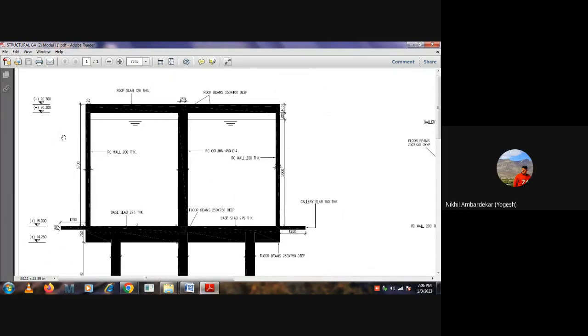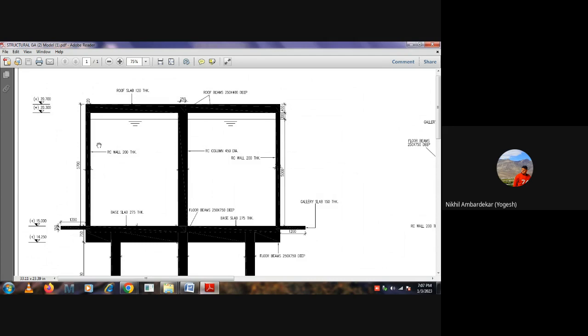Yes, sir. So this is a section. I'm starting from the top. This is the top slab of the ESR. Obviously, this is a covered storage tank. We have a roof slab of 120 mm thickness, and in addition we have roof beams. The size given is 250 by 400 mm deep roof beams. We have one central column, an RCC column of 450 diameter, a circular column.